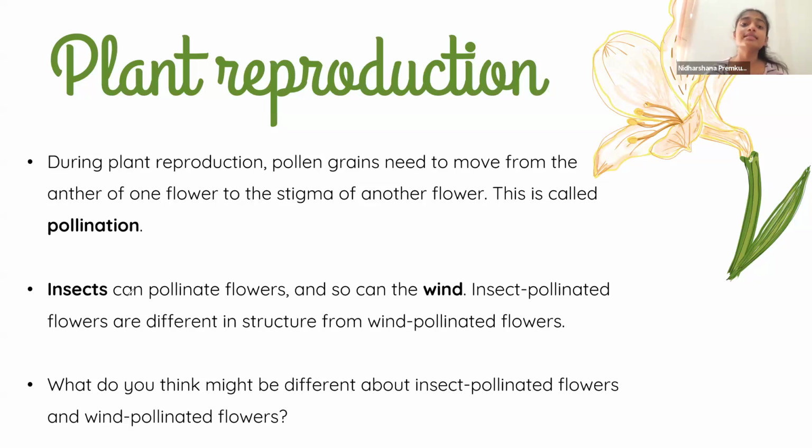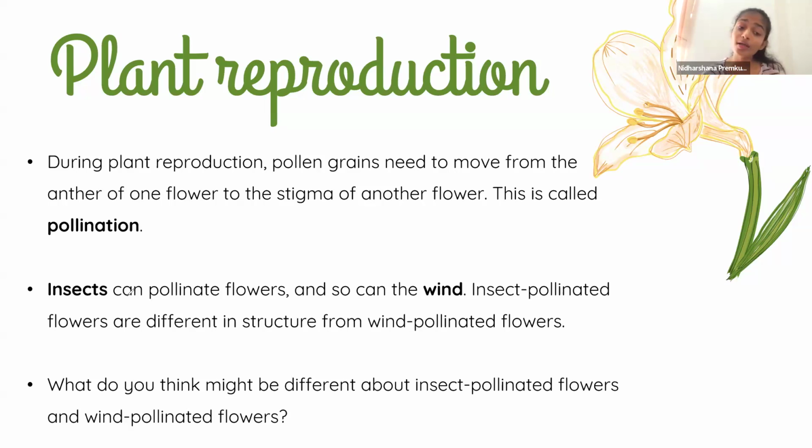Now, who gets the pollen from the anther of one flower to the stigma of another flower? There has to be someone to do that. That is where our insects come into play. Bees, flies, fruit flies, all those insects are the ones who pollinate flowers. Other than insects, wind also could aid in this process, so there are two types: insect-pollinated flowers and wind-pollinated flowers. Both insects and wind can help with this process of pollination.